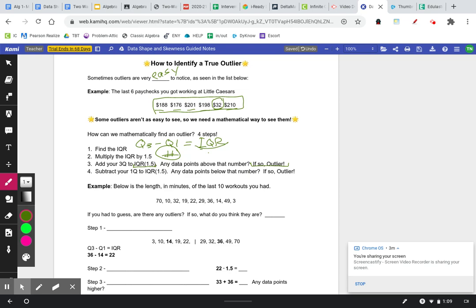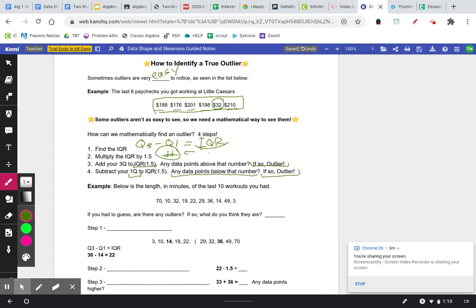Step 4 says we're going to subtract that number from step 2, our IQR times 1.5, from quartile 1. Then it's asking, are there any data points below that number? If so, you have an outlier there. So those are really just the 4 steps. Not really much of a mess as far as math is concerned. It's just a matter of remembering these steps and putting them to use. So let's take a look at this example below.